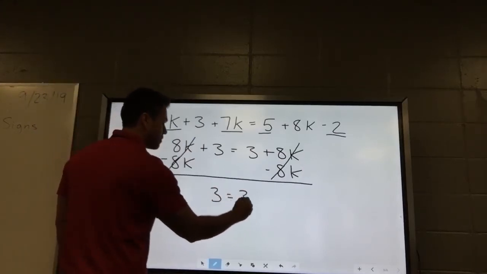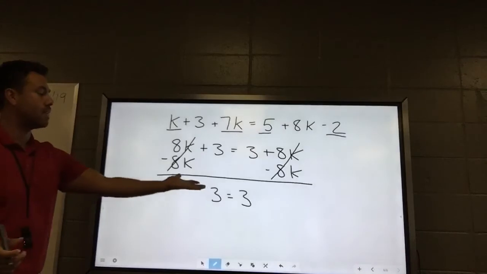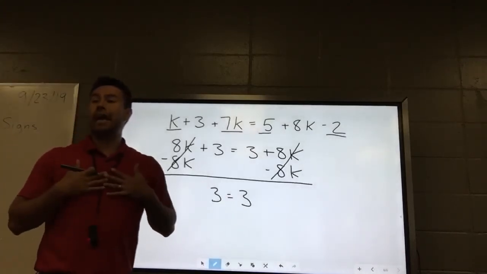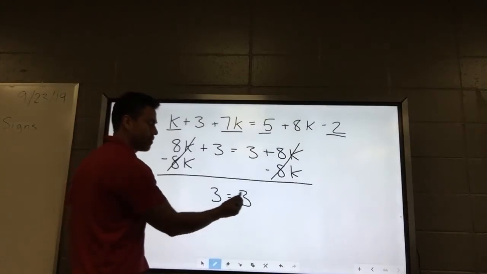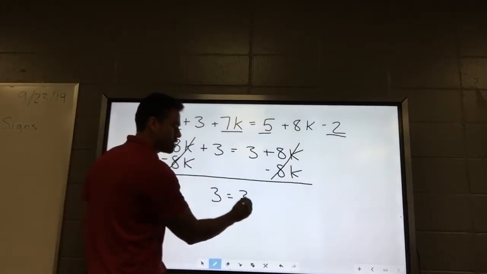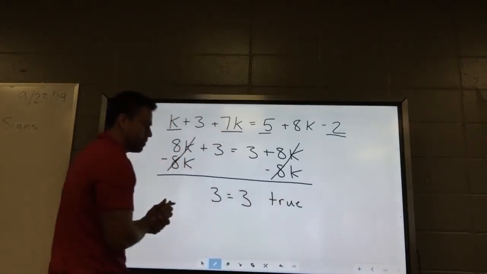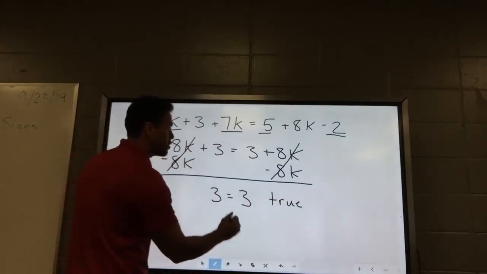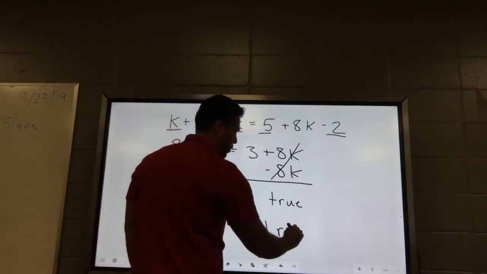So what am I left with? 3 equals 3. Did I solve for the variable? No, because there's no more variable. It's gone, right? But what's my answer then? Looking at this right here, is this a true or false statement? How about that? So I'm going to write true here for your notes. It's a true statement. That means that the solution for k is all real numbers.